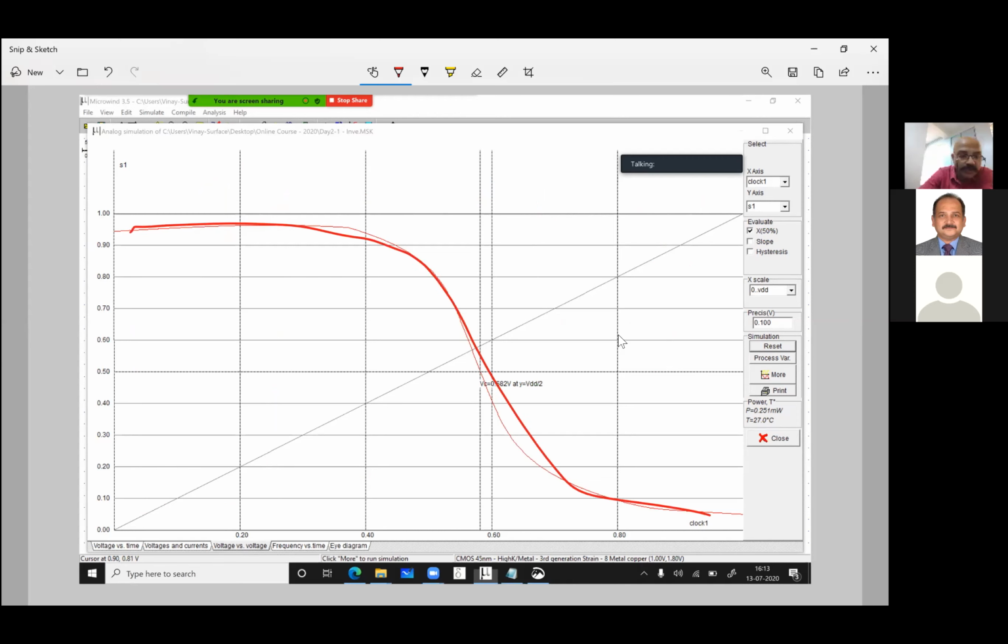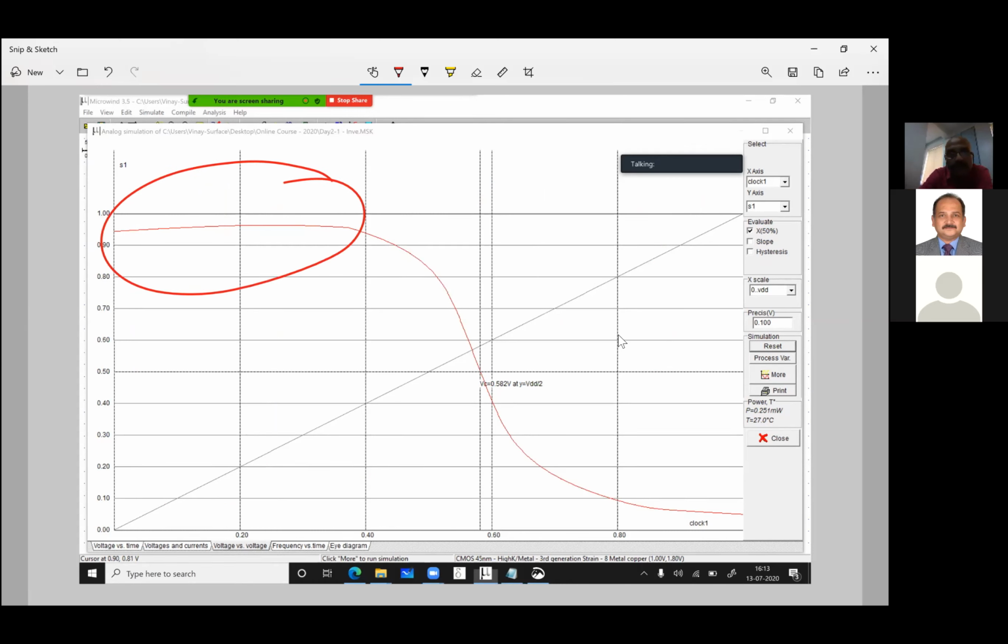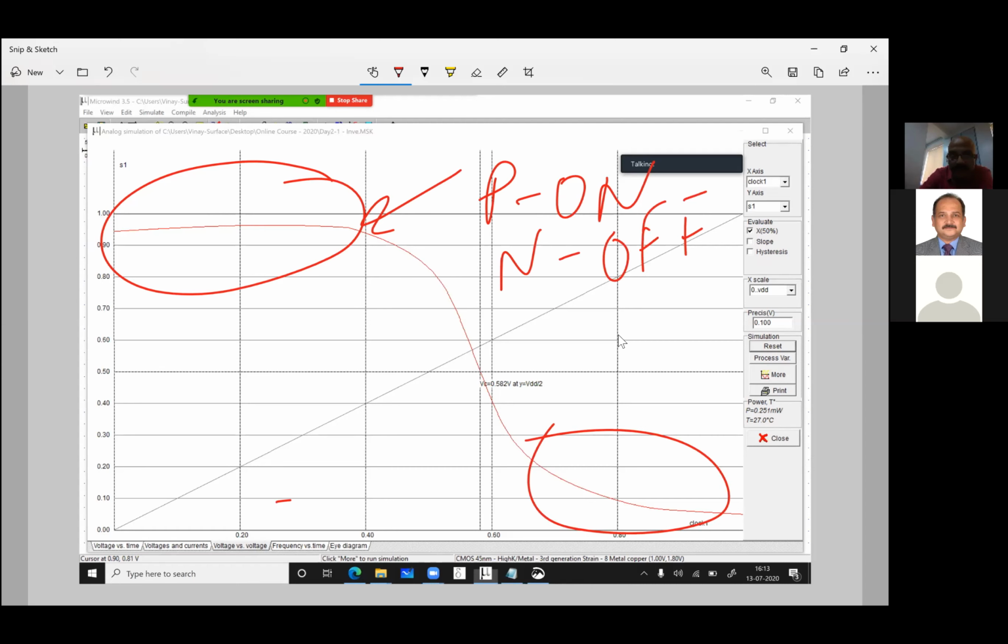So what happens in these stages? At this stage, the PMOS is on and NMOS is off. Then after this, NMOS is on and PMOS is off. I believe everyone is clear about this. Any doubts over here? If you have any doubts, you can ask.